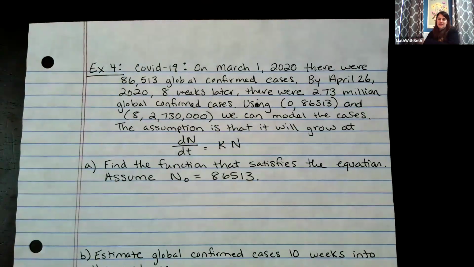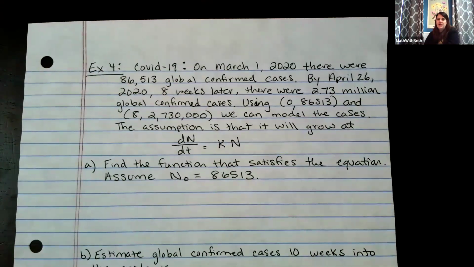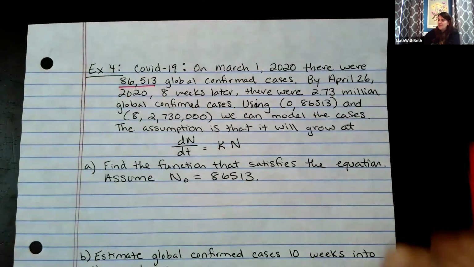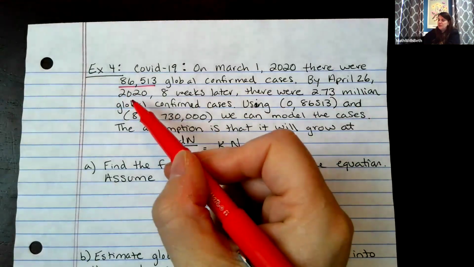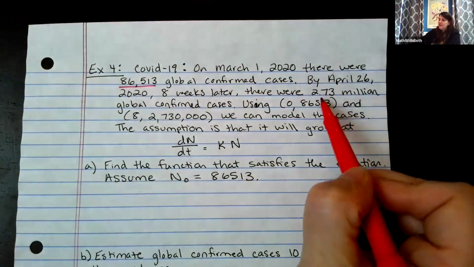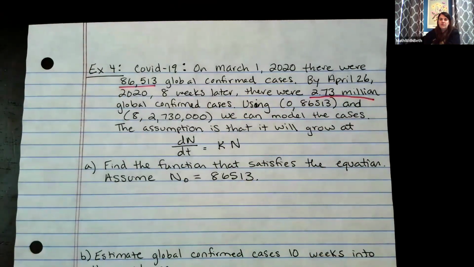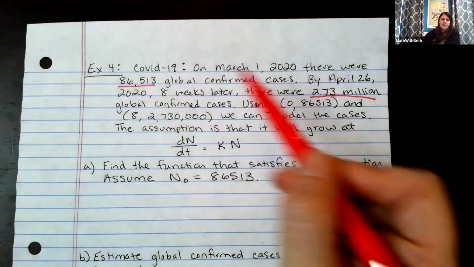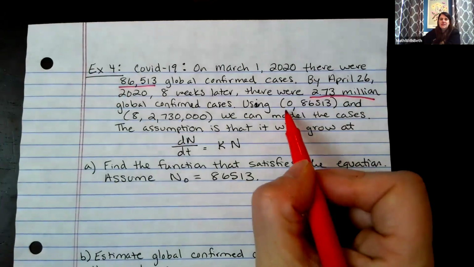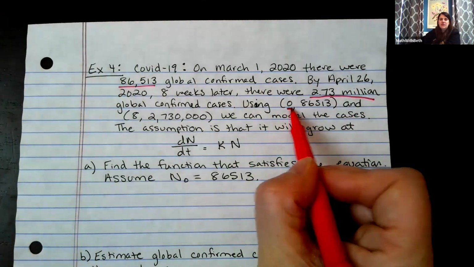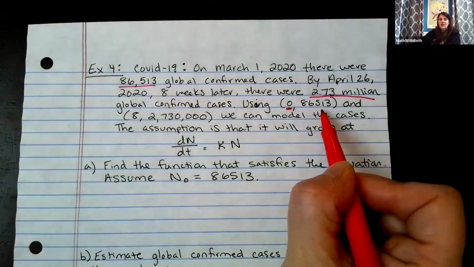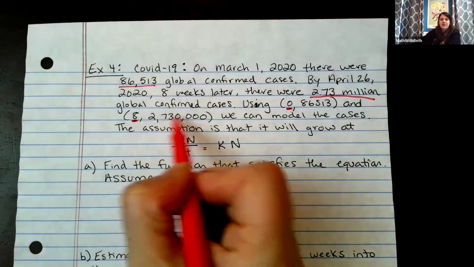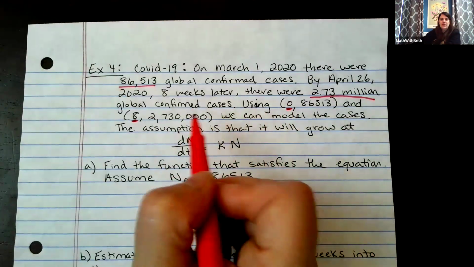Talking about COVID-19, on March 1st, 2020, there was this many global confirmed cases. By April 26, 2020, which is 8 weeks later, there were this many global confirmed cases. So what they basically have given us this time is like 2 points. So they're basically saying at time 0, when we start, we have this many. And 8 weeks later, so at time 8, we have this many. So those are our 2 points.